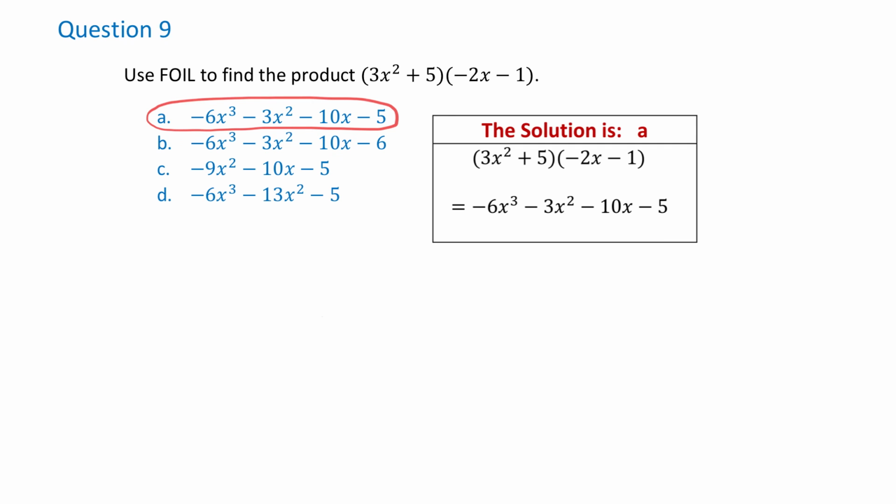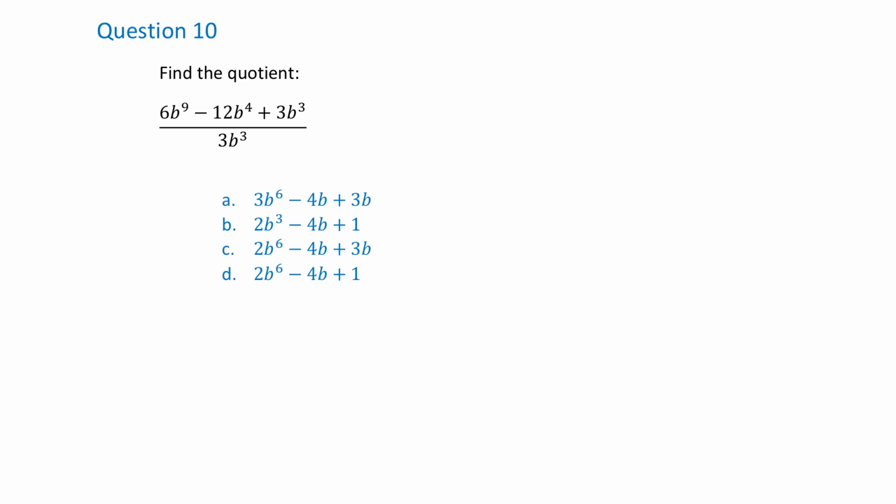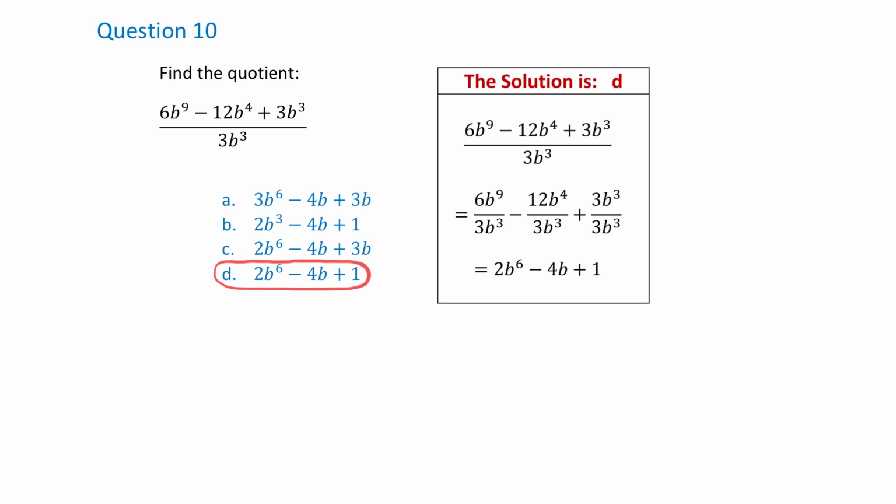Now let's continue with question 10. In this question, we need to find the quotient 6b to the 9th power minus 12b to the 4th power plus 3b cubed over 3b cubed. Please pause the video and find this quotient. And now let's see the correct solution. The correct solution is D.